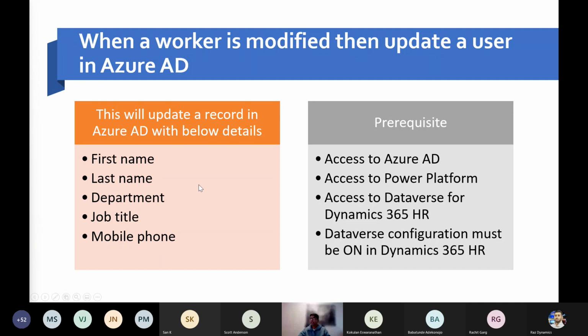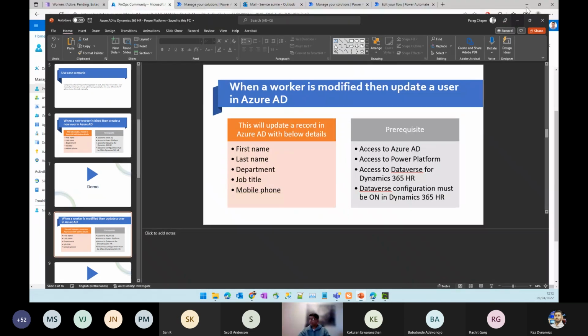Then the second integration. The second integration is about when a worker is modified in the system, this will update the user in Azure AD. So for example, when a person is married or a person got a promotion, they change their information such as a last name, job title, or department. So in that case, again, the integration will trigger and it will update the information in the Azure Active Directory. So we have to make sure we have access to all those information like Azure AD, Power Platform, like what we did in the previous step. So I'll take you to the system directly.